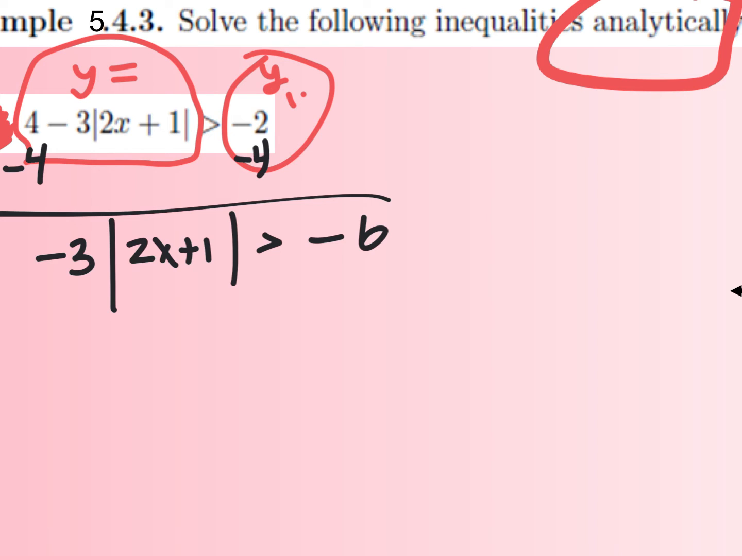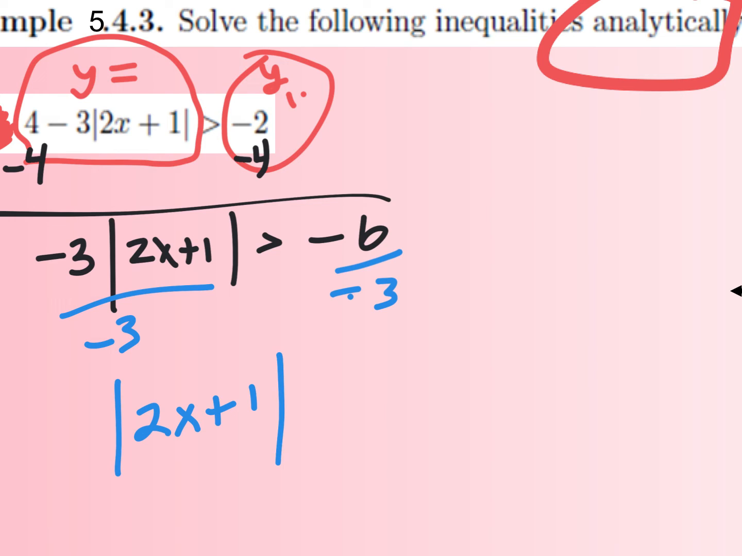Gio, what do I do to both sides now? Now you divide by -3. Correct. And then can you tell me what happens because of that? The signs switch. Yes. So now I have 2x plus 1 in the bars, absolute value, less than 2.